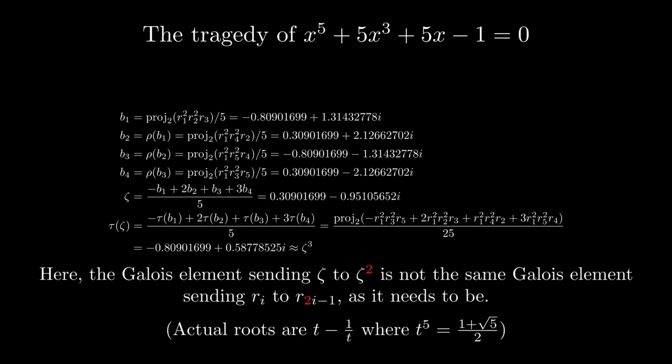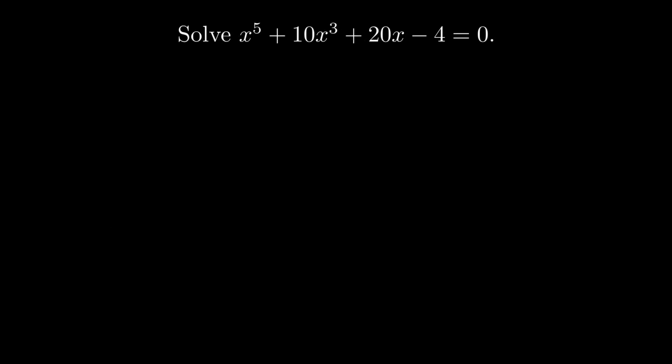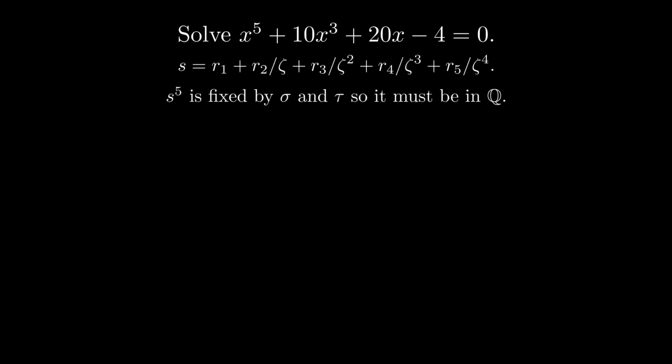the zeta incompatibility occurred. Remembering why we did this, we have this s, and we proved that tau of s equals s, and sigma of s equals zeta s, which when raised to the 5th power means that s to the 5th is fixed by both sigma and tau, which means it's in Q. This is why checking that tau of s equals s was important. S is the 5th root of something in Q, whereas in the tragedy, that s was the 5th root of something in Q adjoins square root of 5.